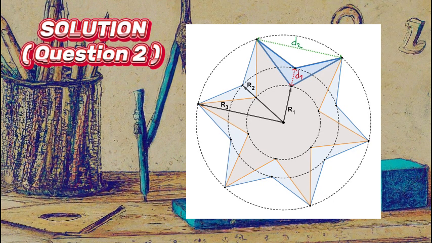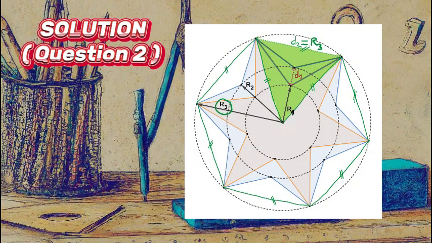Then we draw the 2 radii R3 of the larger circle. We can see that the diagonal D2 has the same length as R3. In fact, the green triangle shown here can be repeated 6 times to form a regular hexagon inscribed in the circle. That's why this triangle is equilateral. Then we see that D1 is equal to the difference between the radii R2 and R1.